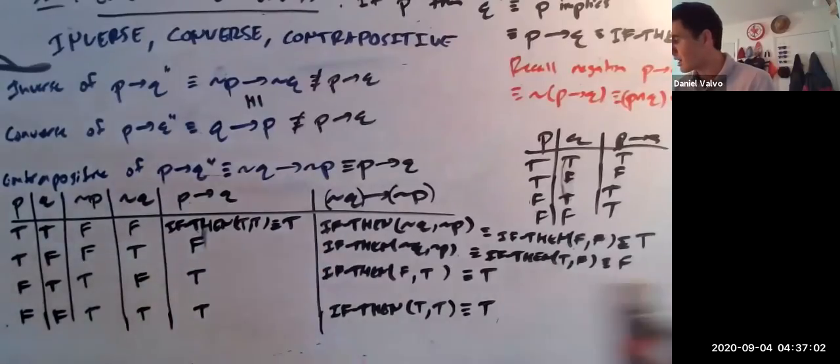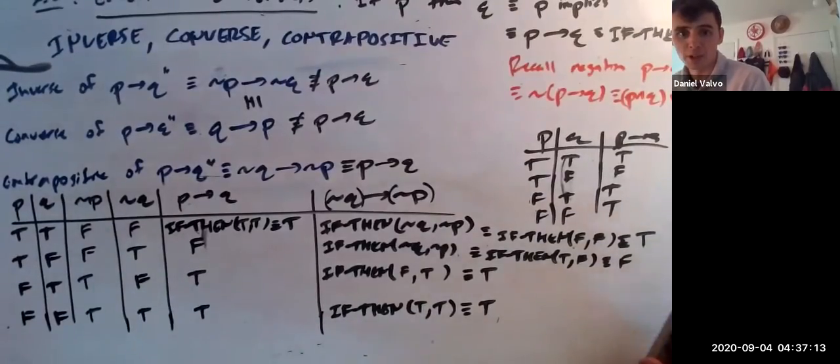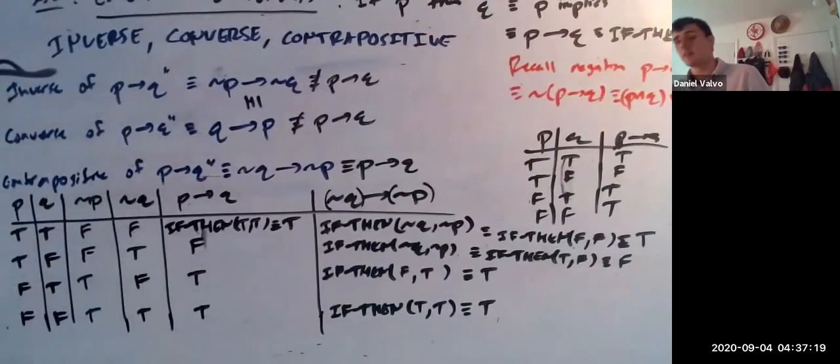So these two columns are the same. I hope the explanation of why they're the same makes sense for their intuition, but if it doesn't make sense to you, just believe it here. The truth table is the same, so they are equivalent. Any questions on that? Perfect. Cool. Any comments?